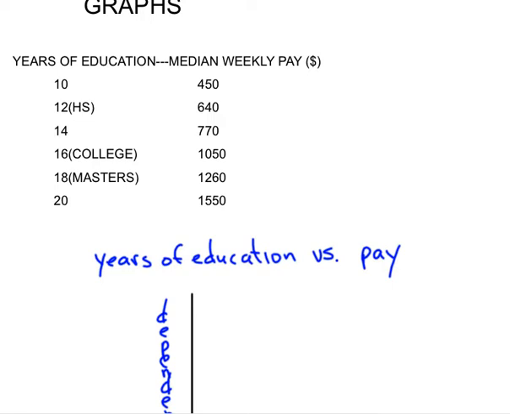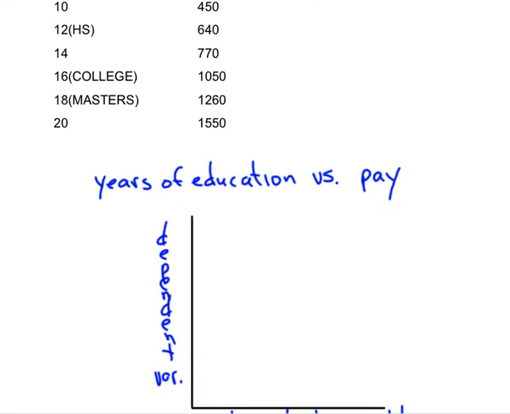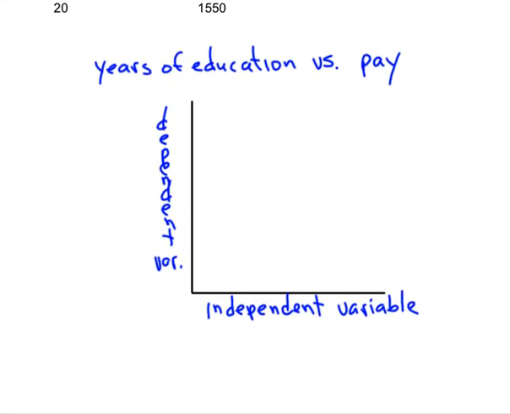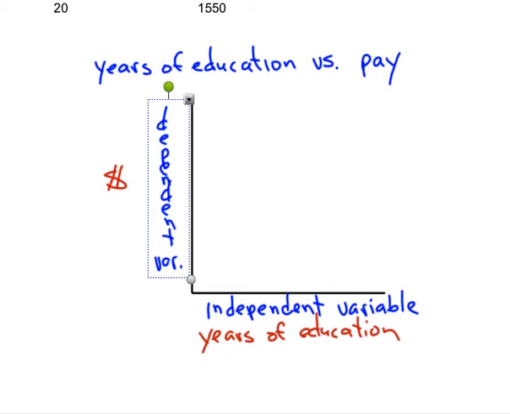Hopefully you've thought about it for a couple seconds here, or you've hit pause and thought about it even longer, and you've thought that the number of years determines your pay. So the number of years is the cause, the independent variable. The effect, the dependent variable, is your pay. So that's what you would label on your x and your y axis. Okay? Years of education and pay. I'm going to make this a little quicker. Okay? Now I'm going to get some of this stuff out of the way.